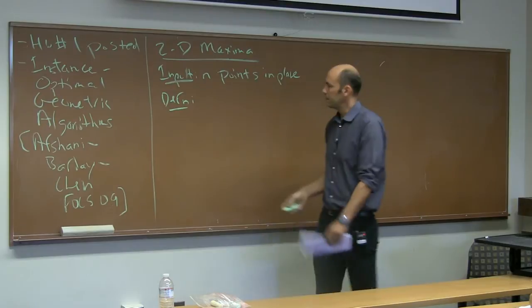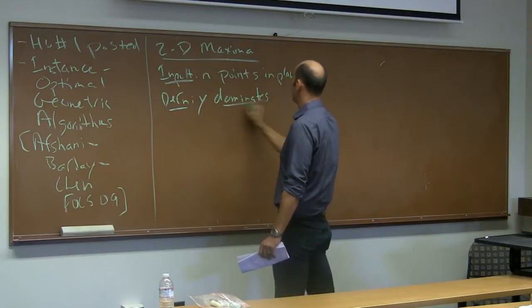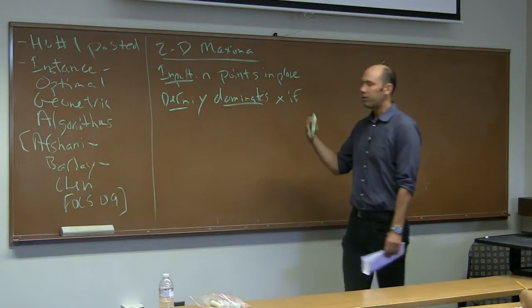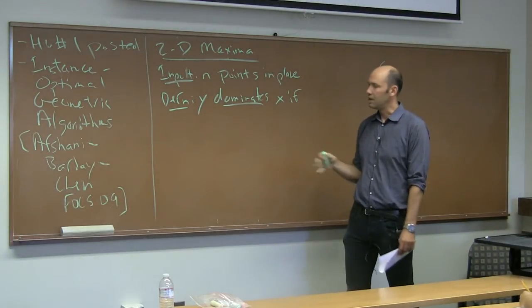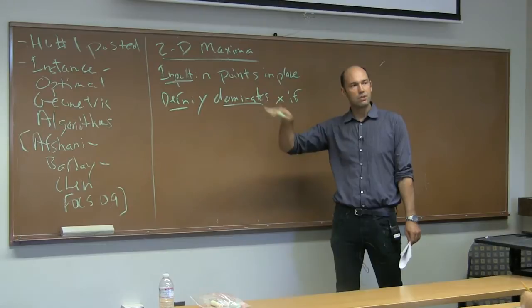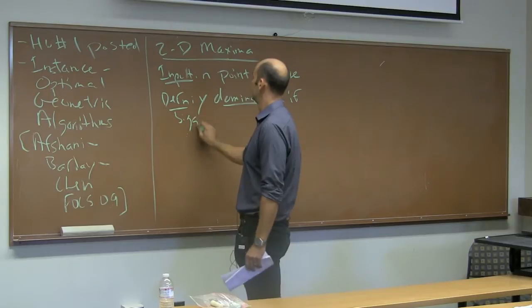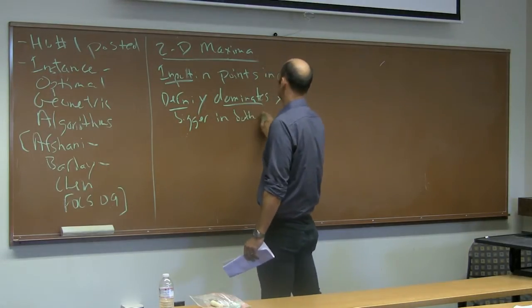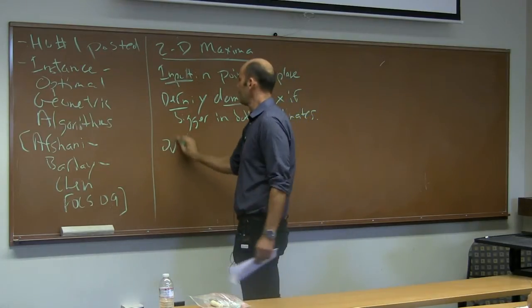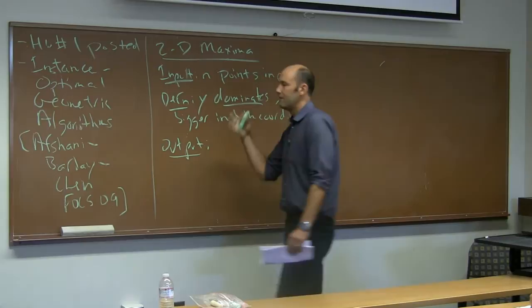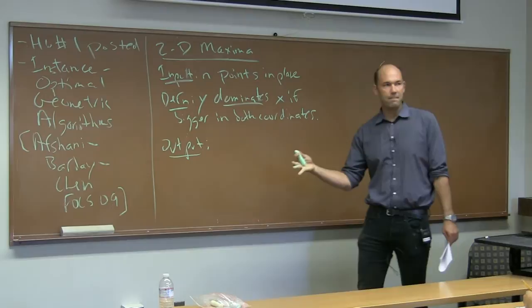A quick definition. One input point y dominates another one x if both of y's coordinates, the x coordinate and the y coordinate, I apologize for the overloading of notation, are strictly bigger than that of x. So both coordinates are strictly bigger. It's northeast of x. And the computational problem is, given the input points, output all of the undominated points. Those are called the maxima.